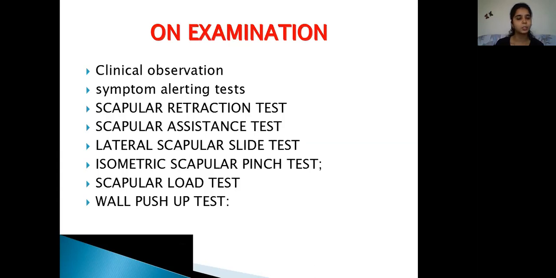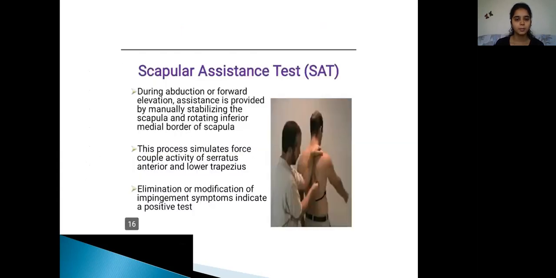Now, on examination, you first go for the clinical observation of the scapula and its position, and then there are further symptom-altering tests. First is the scapular assistance test, where during abduction or forward elevation, assistance is provided by the therapist by manually stabilizing the scapula and rotating the infero-medial border of the scapula. This process will stimulate the force couple activity of serratus anterior and lower traps. If there is elimination or modification of impingement symptoms, it indicates a positive test.